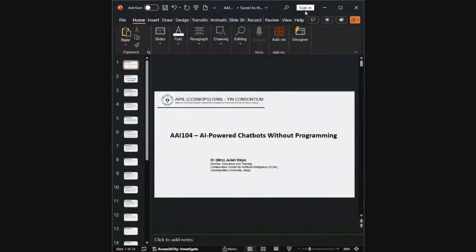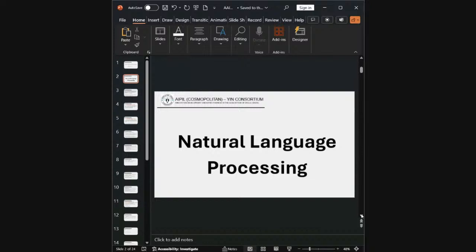Remember, the title of the course is AI-powered chatbot without programming. I'm sure you've been having a good time, and I'm sure we have been paying good attention to our Python practical training. Python will come in handy when we finish with what we are doing as far as natural language processing is concerned. So today, the topic of our lecture is natural language processing.